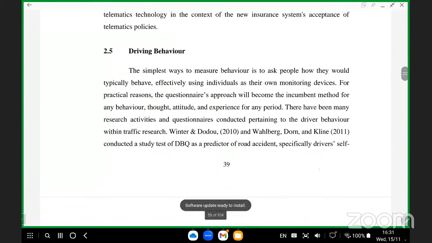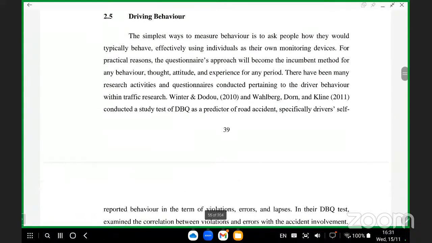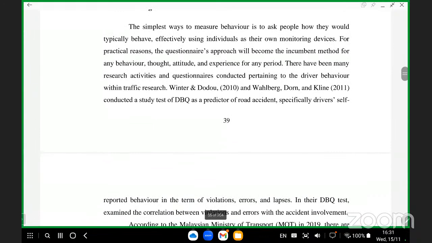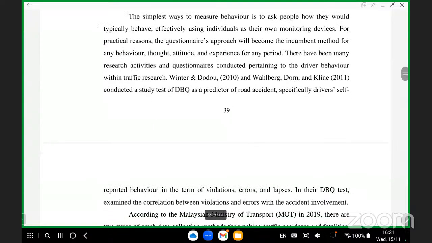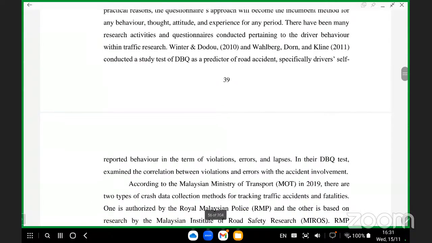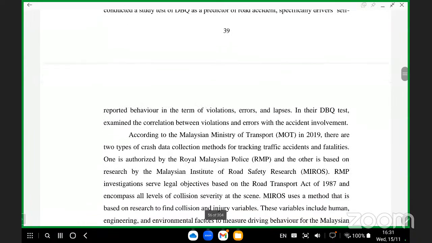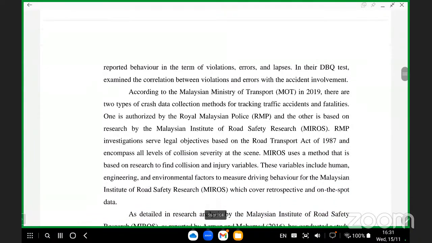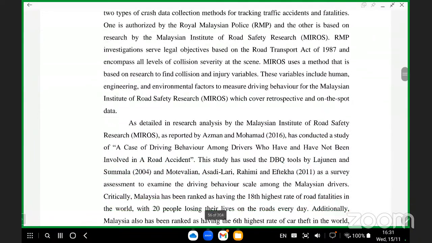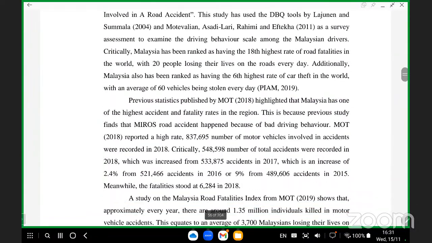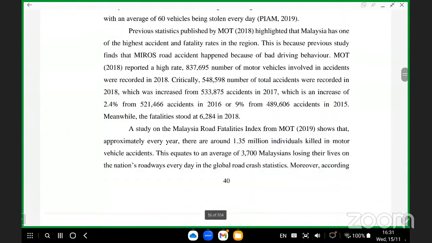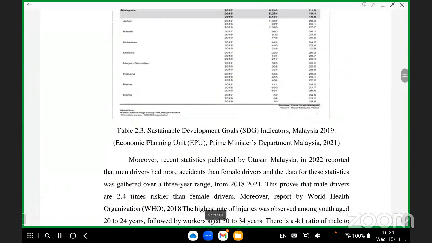This is intention behavior. See, the simplest way to measure behavior is to ask people. Dia mulakan dengan something yang relates, and then afterwards, any research activity and questionnaire pertaining to. According to Malaysian, there are 2 types. Dia pergi dulu kepada driver experience dulu, baru pergi kepada.